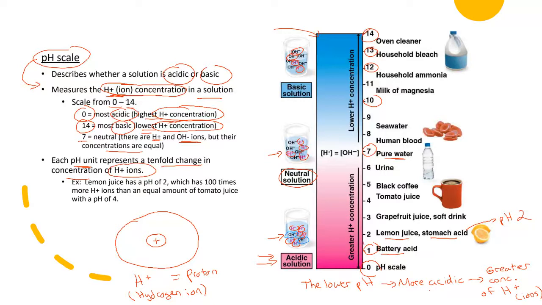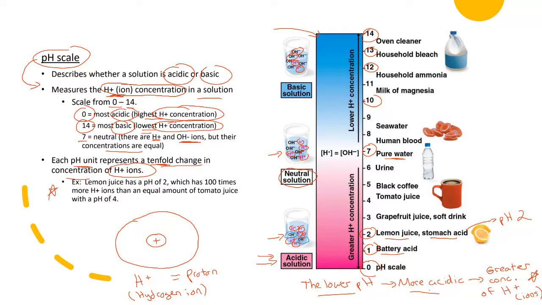Again, let's just keep it simple. What we want to understand here in terms of acidity is, what does more acidic mean? It means there's a higher concentration of hydrogen ions. That's what more acidic means. Now, let's just go here one more time. I just want to explain something else: the fact that it is a tenfold change. So lemon juice has a pH of 2, right? A pH of 2.